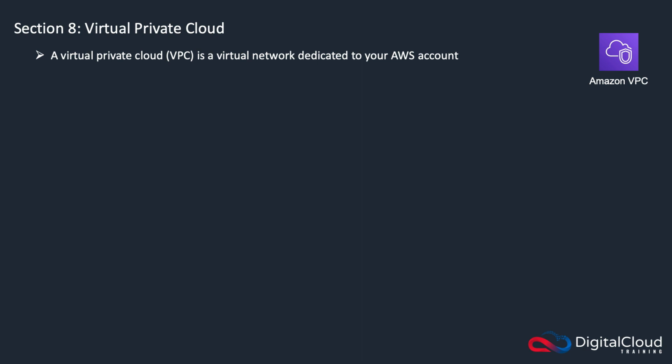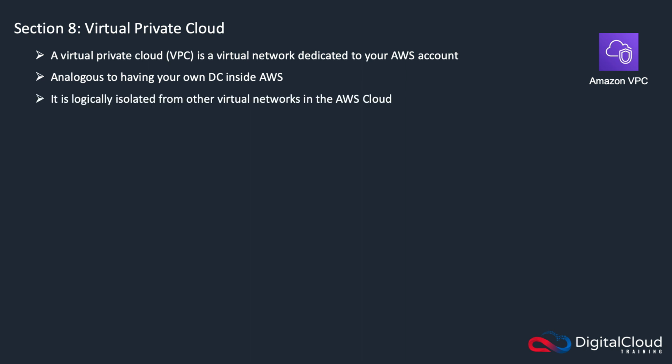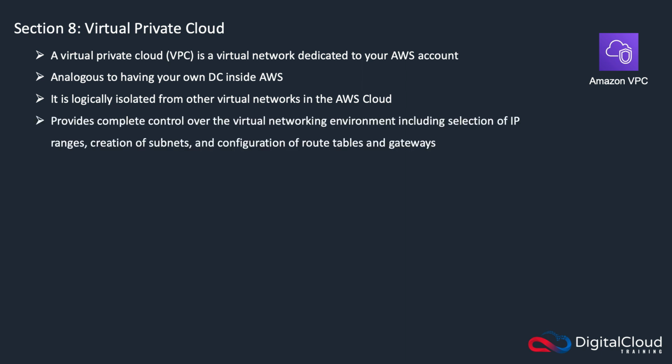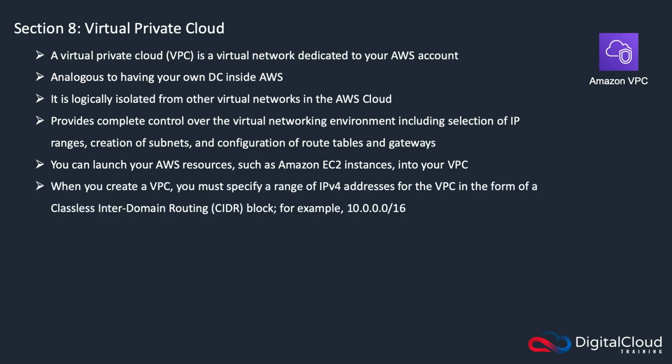So you need to know that a virtual private cloud is a virtual network dedicated to your AWS account. It's similar to having a DC inside AWS, so your own data center inside AWS. It's logically isolated from other virtual networks in the AWS cloud. You have complete control over the virtual networking environment, and that means you can select your own IP address ranges, create your own subnets, and configure your own route tables and gateways. You can launch resources such as EC2 instances into your VPC. When you create it, you have to specify the IP version 4 address range. So that's what we call a classless inter-domain routing block, CIDR block.